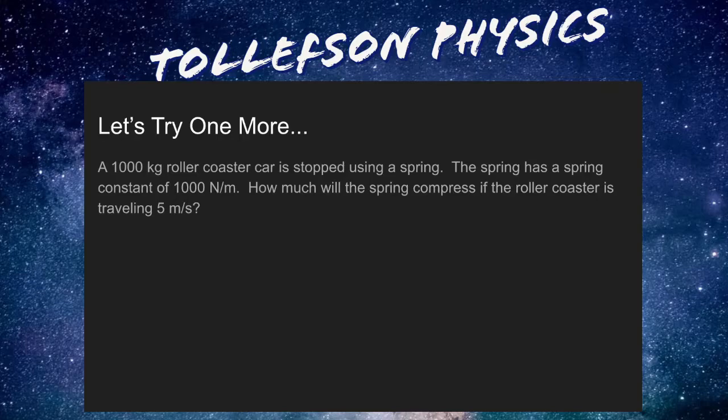So now what we're going to have is a 1,000 kilogram roller coaster that is going to be stopped using a spring. And that spring has a spring constant of 1,000 newtons per meter. And that roller coaster will be traveling at 5 meters per second when it hits the spring. So the question that I have for you is, how much is the spring going to compress? So let's split this up into two parts. First, what I want you to do is to create an energy bar chart or an LOL diagram. Hit pause now, create your drawing, and then unpause to see the diagram.